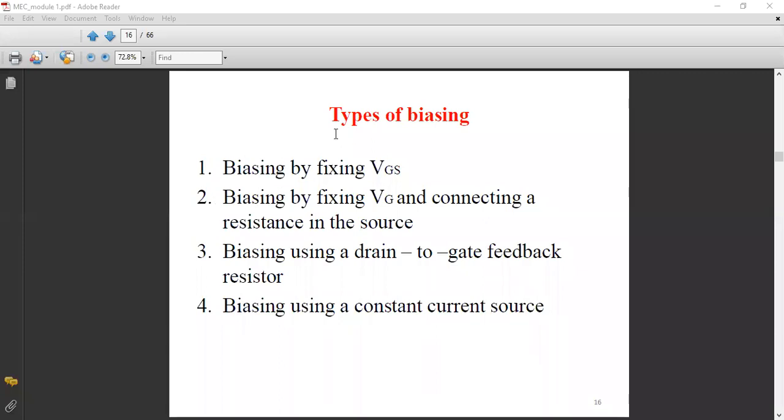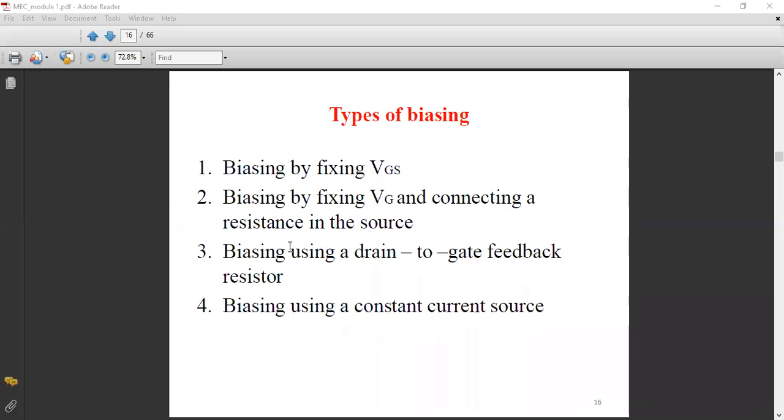Even though the first technique was the most straightforward approach, it still has its own drawback. The Q point may shift from the feasible region, that is the saturation region, to the triode region because of variations in temperature or device replacement and all those factors. So the first technique we will not be using in most applications. Why? Because it will result in instability in the Q point or the quiescent point.